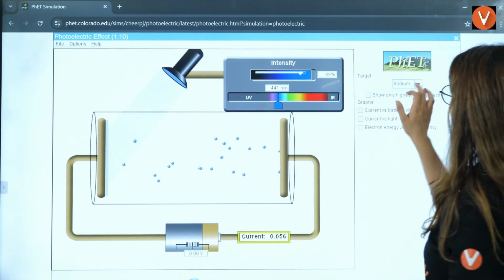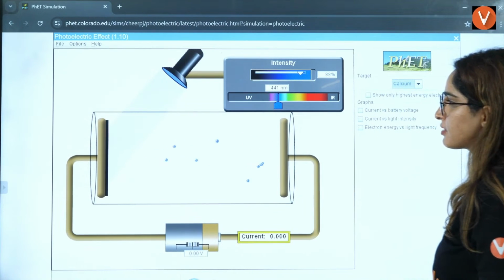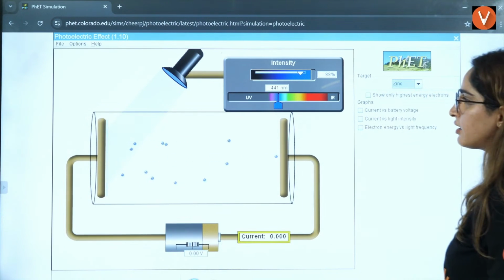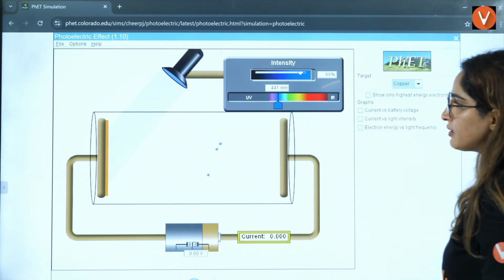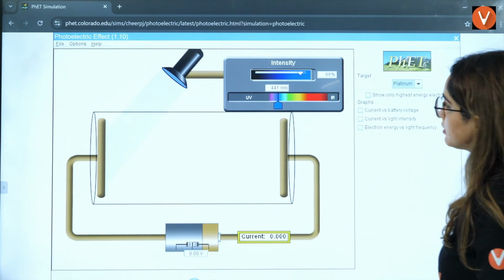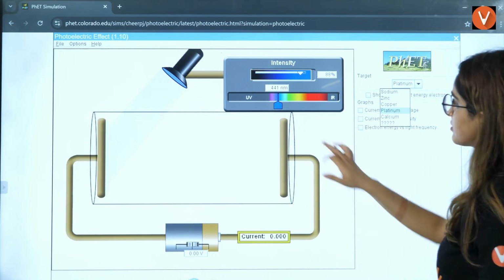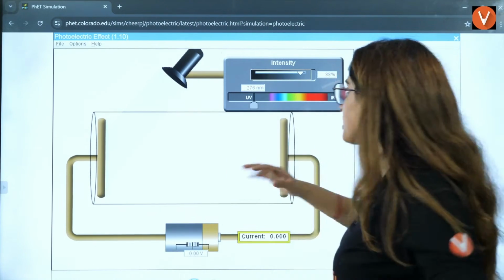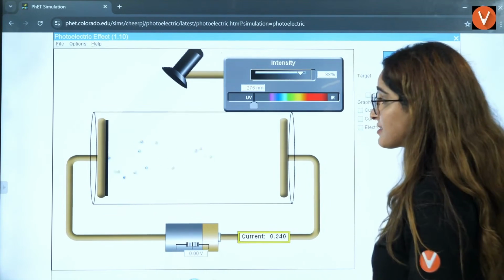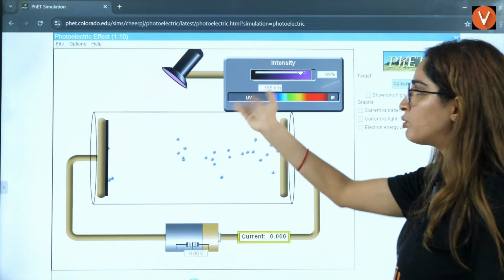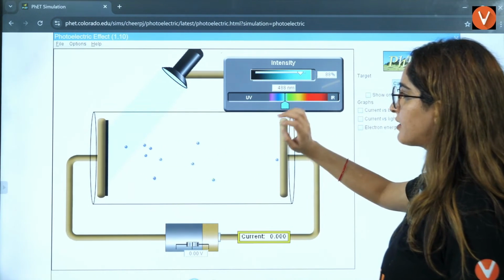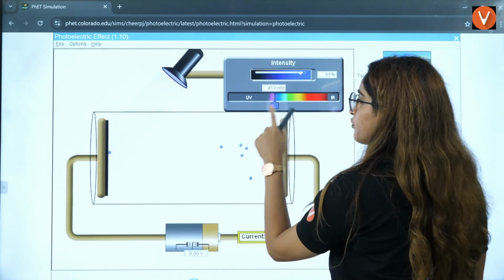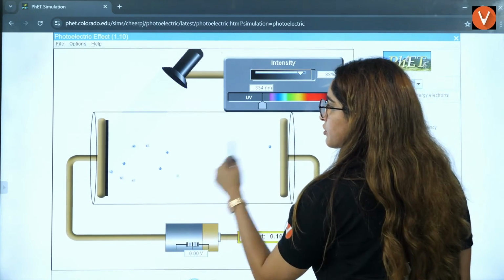Can we see that when we talk about calcium, nothing is happening? Sodium, electron is ejecting. Zinc, nothing is happening. Copper, nothing is happening. Platinum, nothing is happening. Let's make the frequency more, which means energy is more. Now let's talk about calcium. Here it was not able to extract the electron. If you see over here, no electron ejection from this side. Then as you move to this side, electron ejection is there, and as you move further, electron ejection is more.